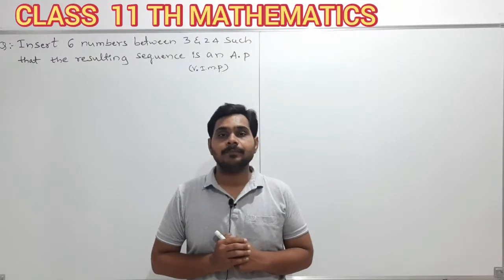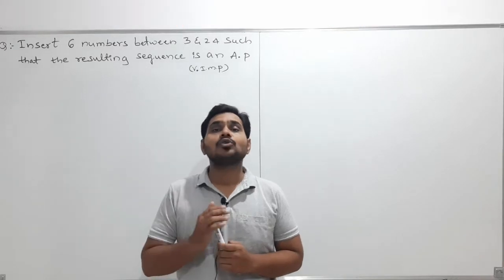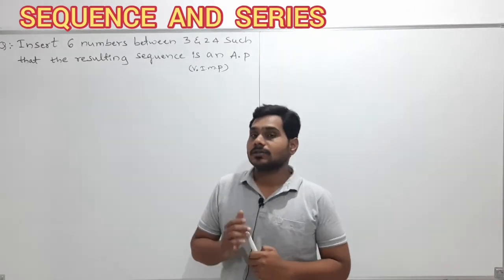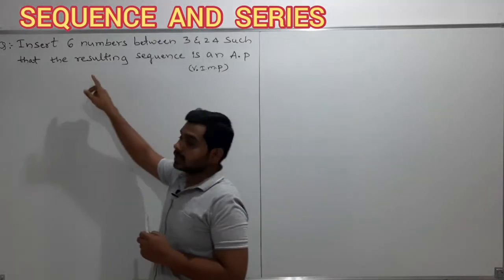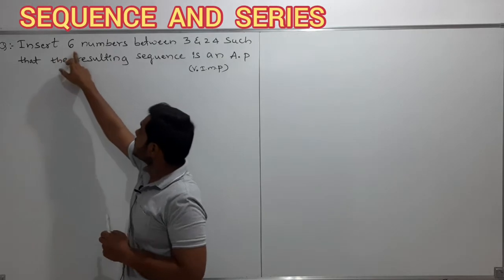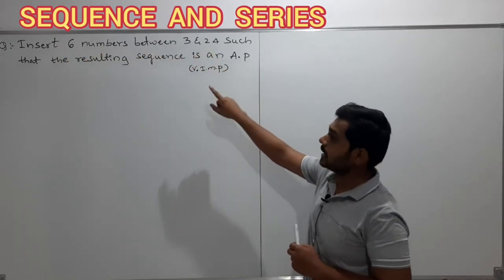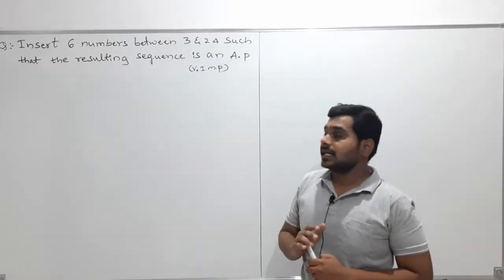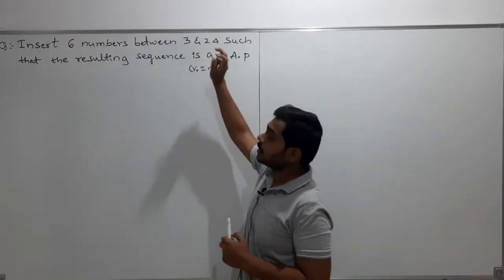In the previous videos we discussed what is the nth term of the AP and how to calculate the sum of the n terms of the AP. Is it clear? So now in today's class I am going to discuss the question. The question was: insert 6 numbers between 3 and 24 such that the resulting sequence is an AP. It means we should insert the 6 numbers between 3 and 24.